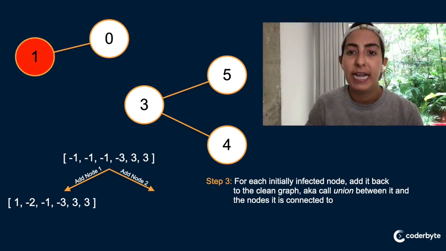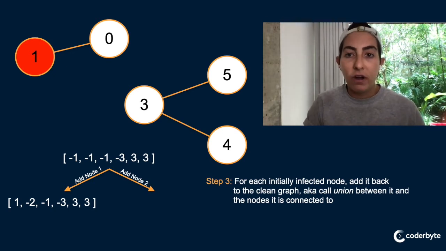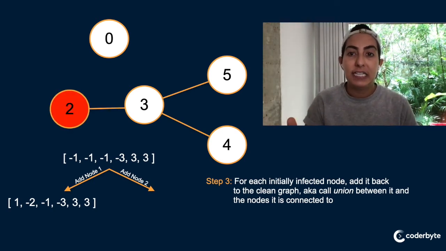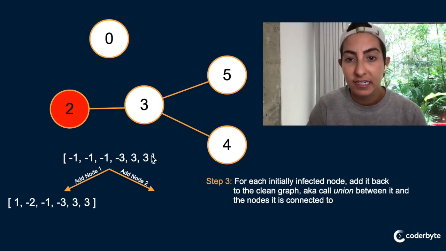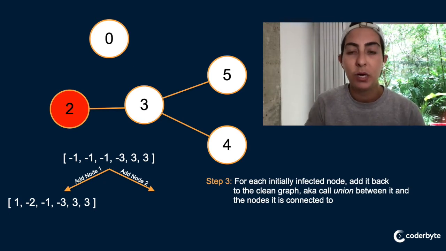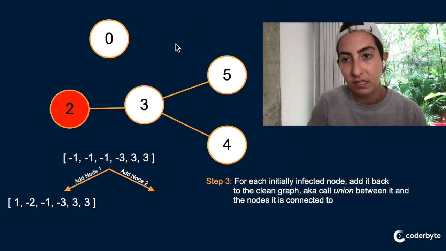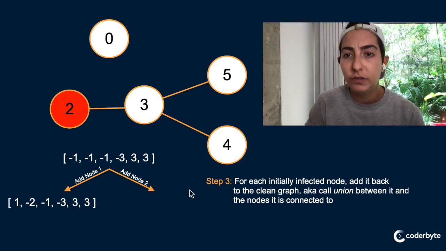Okay, so what happens if we add node 2? And remember, this is duplicative. We're going to see this happen twice, because now we're going to add 2 to this, not this. This is also going to happen, because we're going to compare them in just a second. So we add 2 and all of its connections. Let's call union between it and the parent of 3, because it has a connection to 3.